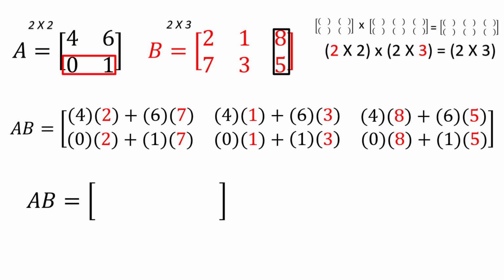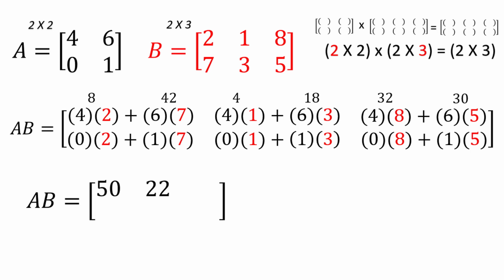Now we can simplify everything. We have 8 plus 42, which is 50. We have 4 plus 18, which is 22. We have 32 plus 30, which is 62. We have 0 plus 7, which is 7. We have 0 plus 3, which is 3. And we have 0 plus 5, which is 5. This is the matrix A times B.